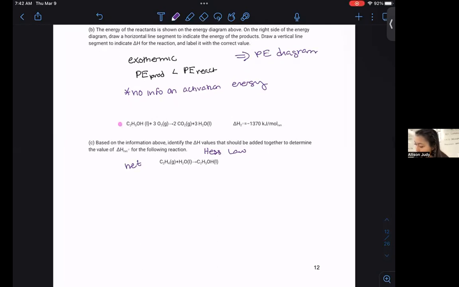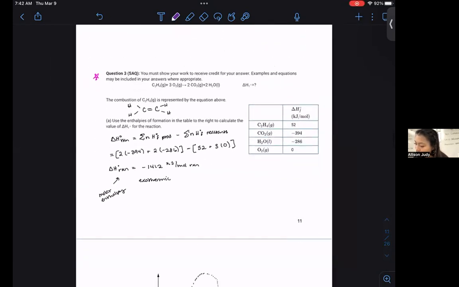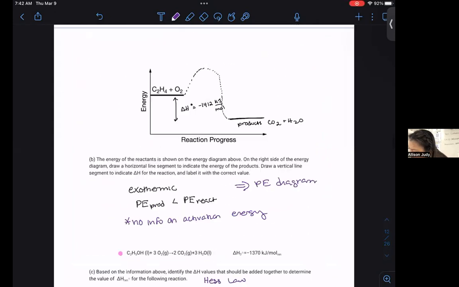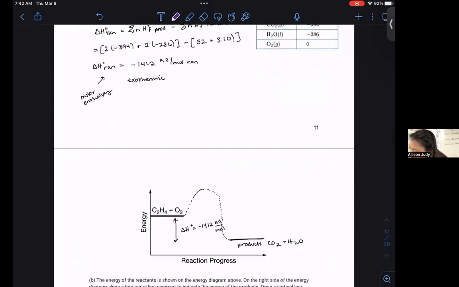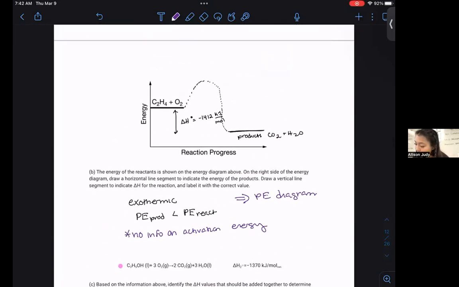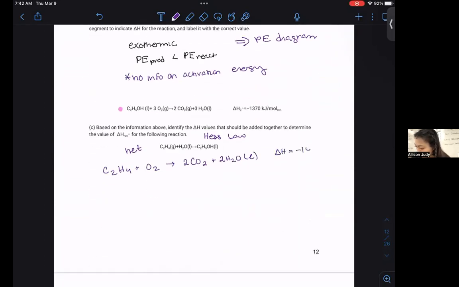So if our goal is to get this equation, first of all, we have to look at the equations we've been provided. We've been provided the equation above: C2H4 plus O2 goes to 2CO2 plus 2H2O liquid. I am going to specify the state of matter for water because water is such a common compound to be in various states. And then I was able to determine from part A the enthalpy of this reaction, which is negative 1412.